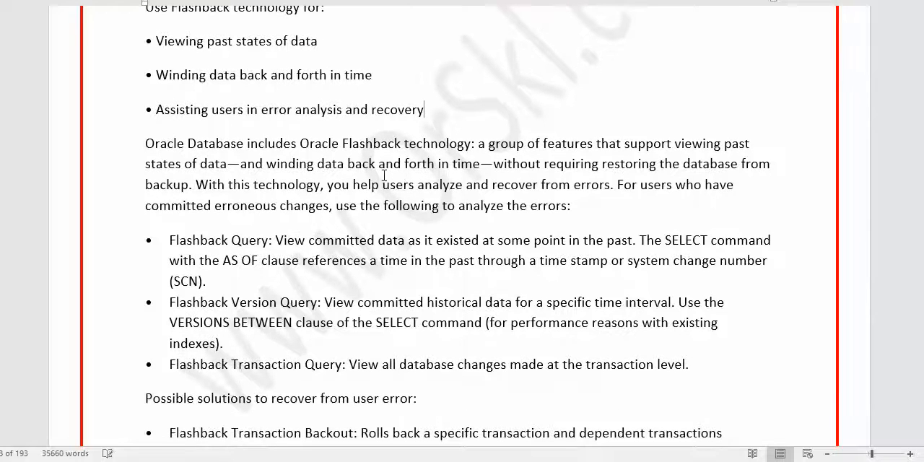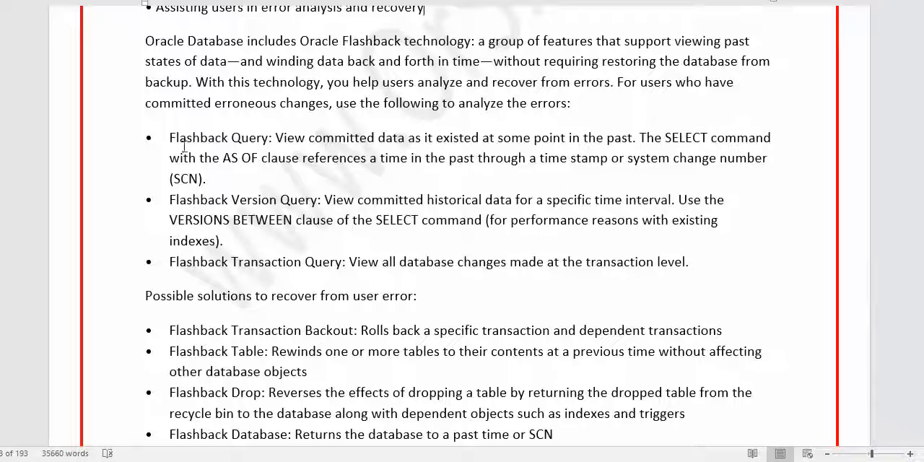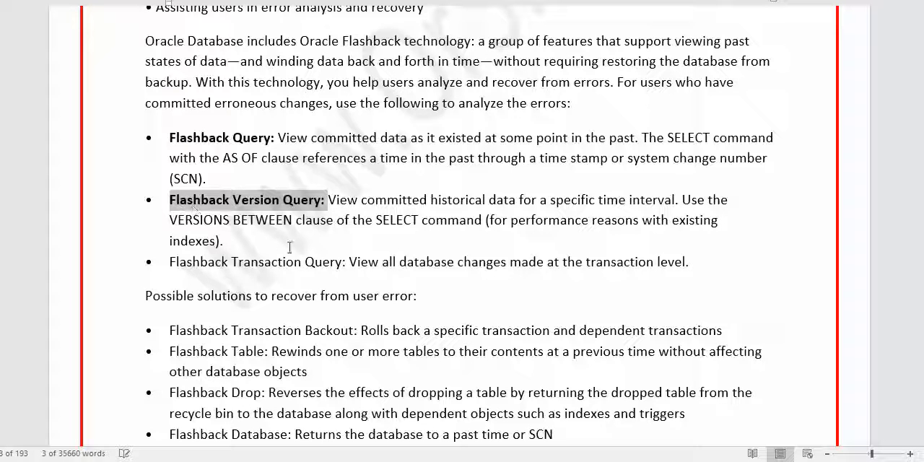And the different options available in flashback technology are these. To analyze the errors, you can use flashback query, flashback version query, and flashback transaction query. These are the three different ways that flashback can be used by users to check the errors. Only to analyze the errors, these three different options can be used by the users, provided they have the flashback privilege.